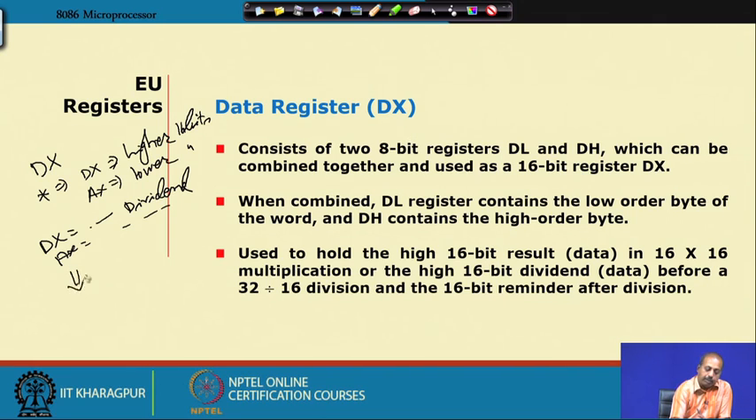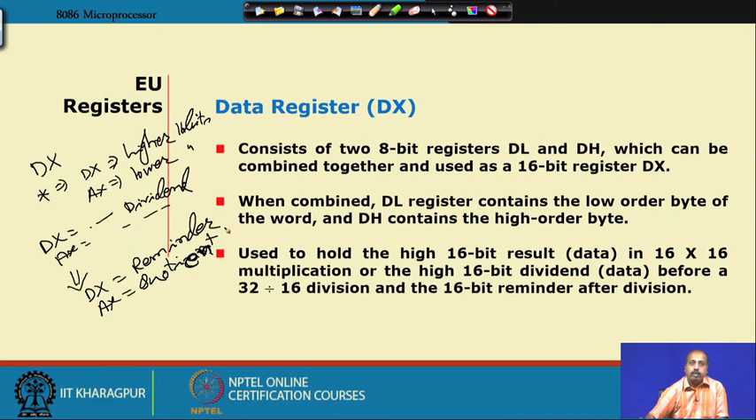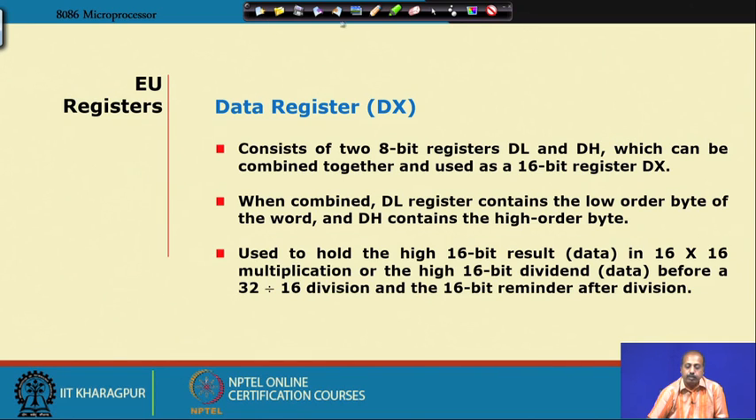So, the division will be done, and then the dx register will have the remainder, and the AX register will have the quotient. So, that way the dx register is useful particularly for multiplication and division operations. Otherwise, you can of course use it as a general purpose register. That is always there, but it has a special function for multiplication and division operations.